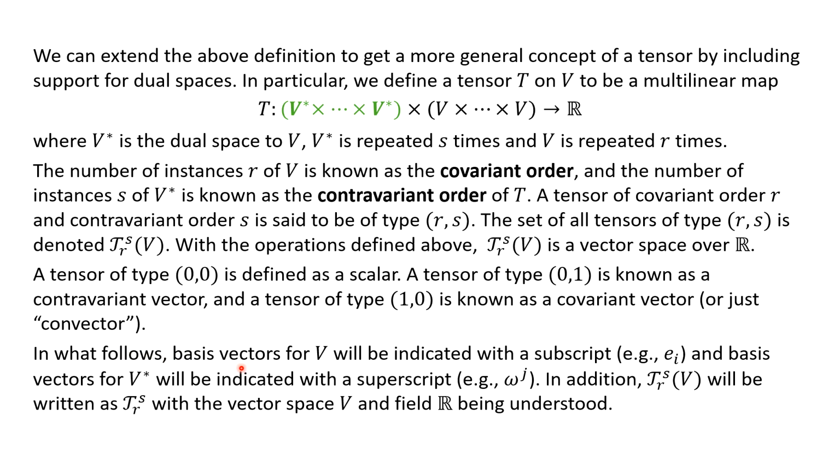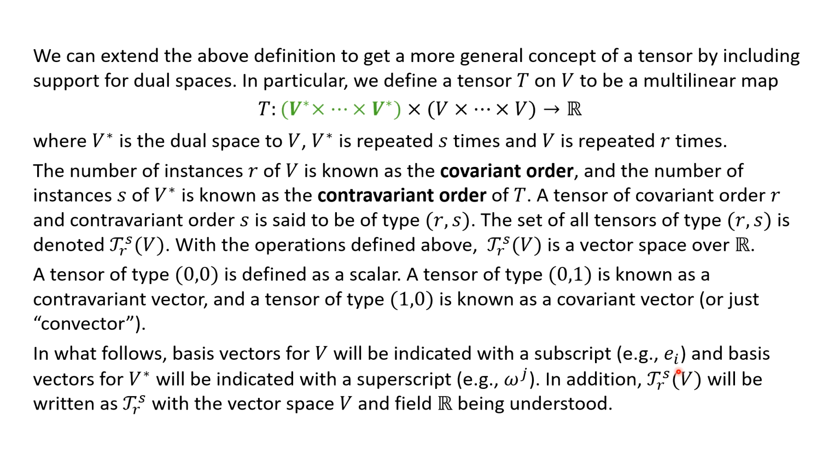In what follows, basis vectors for V will be indicated with a subscript, so e sub i, and basis vectors for V star, the dual of V, will be indicated with a superscript, omega^j.